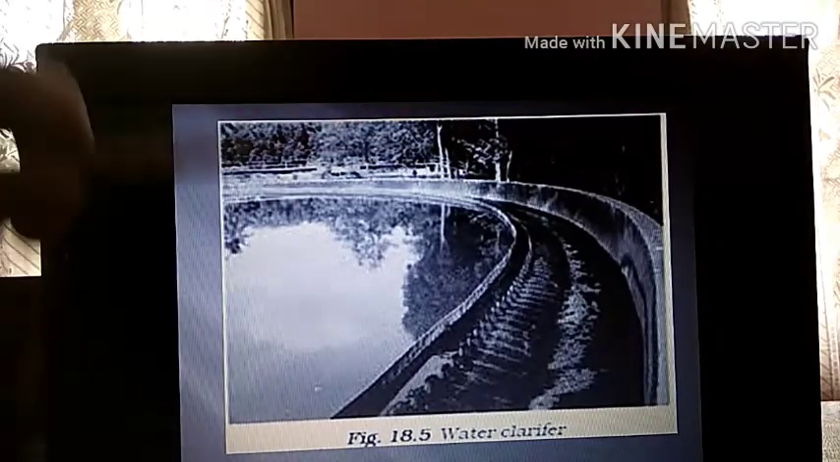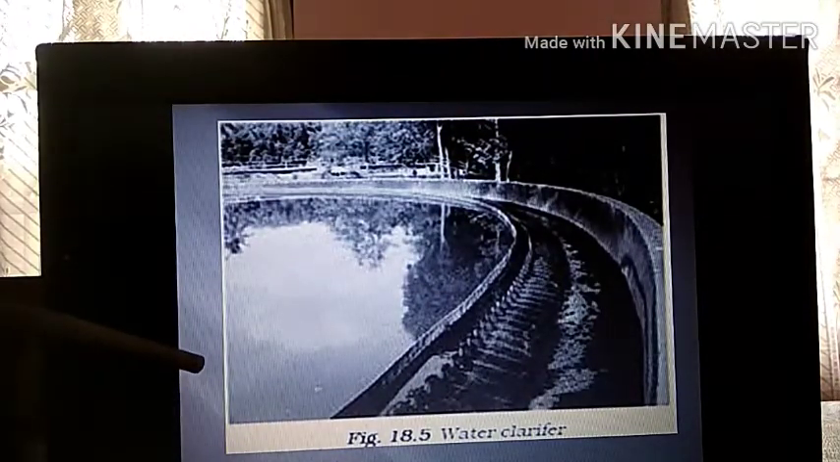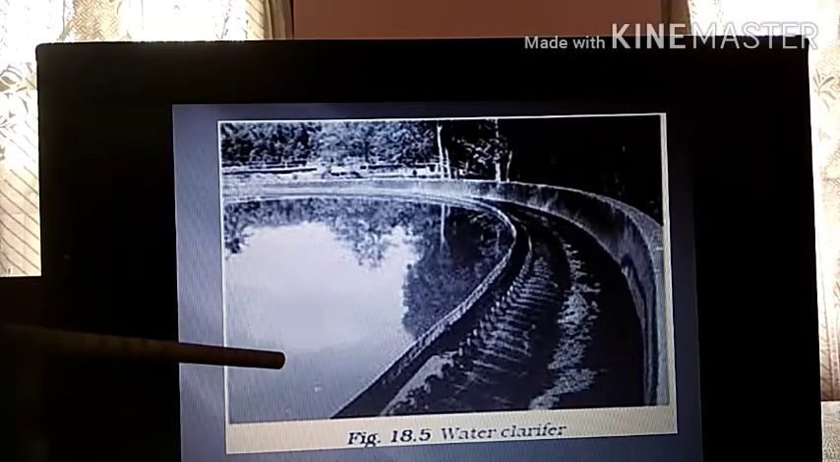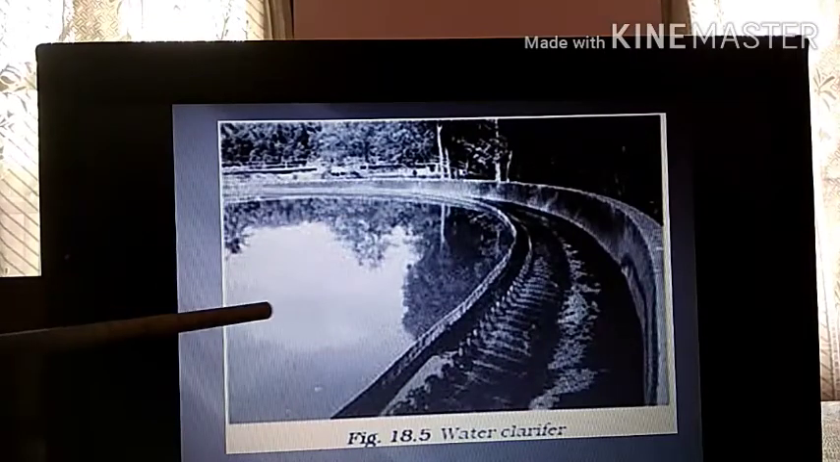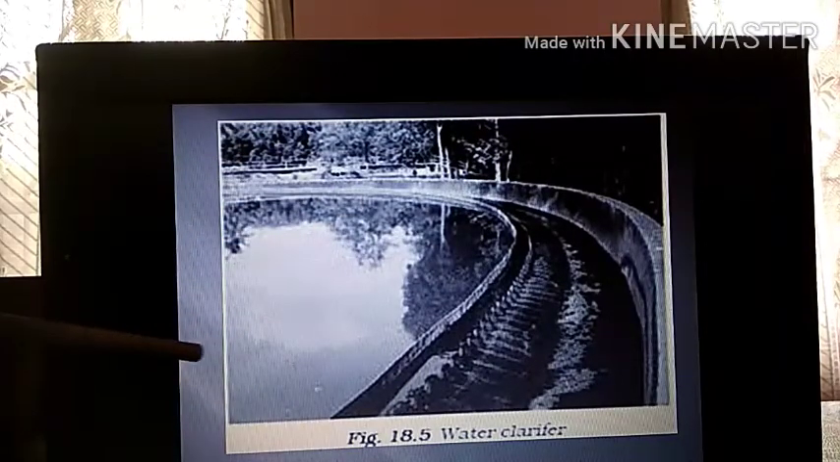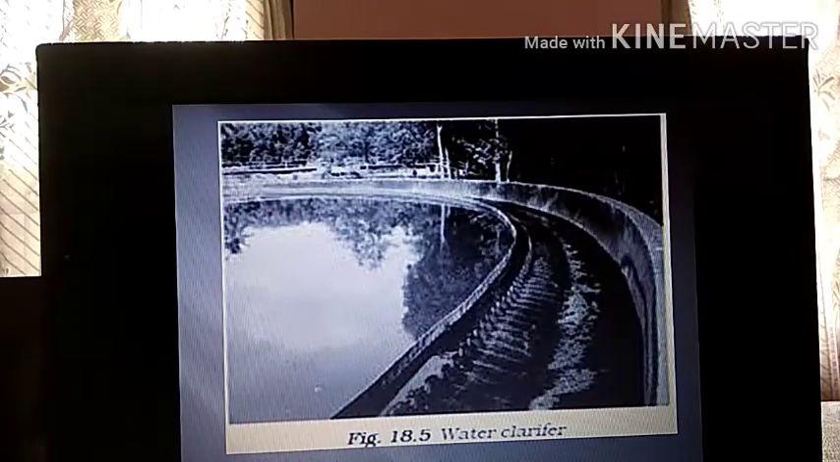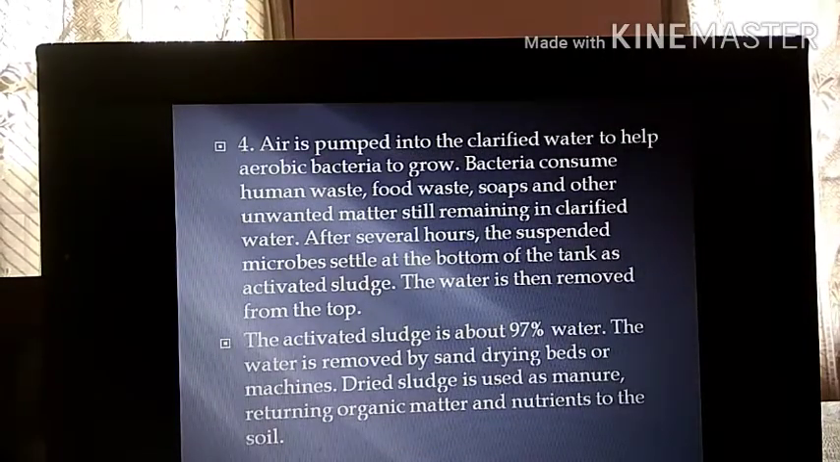Now this is the water clarifier, basically. Here the feces settle down, oil and grease are removed from the top, and the feces are removed with the help of a scraper, where it is dried and called the sludge.